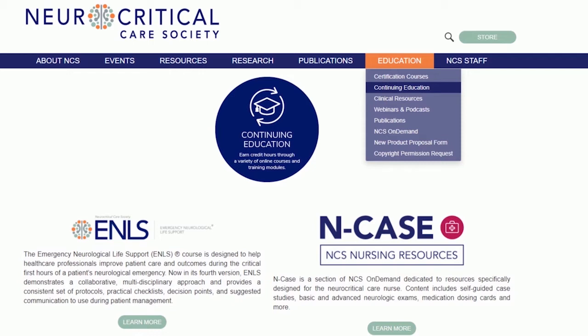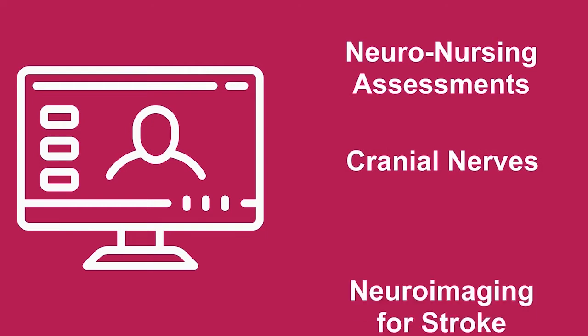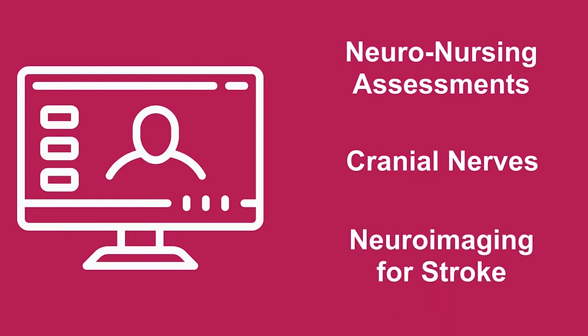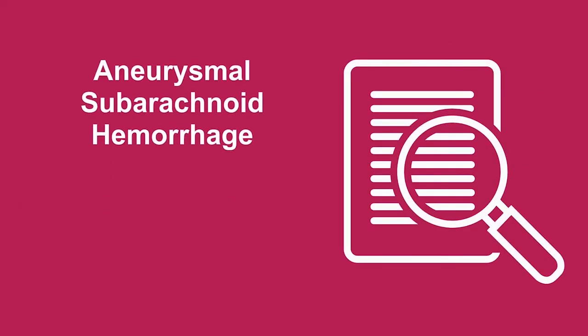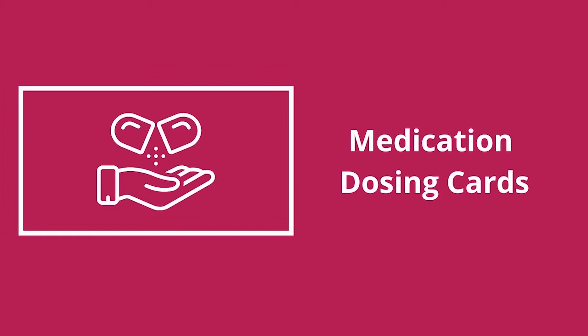These resources include video presentations on neuro nursing assessments, cranial nerves, and neuroimaging for stroke. There are also self-paced case studies on aneurysmal subarachnoid hemorrhage and traumatic brain injury. Medication dosing cards are also available. These nursing resources were created by neurocritical care staff nurses and advanced practice nurses from all over the nation.